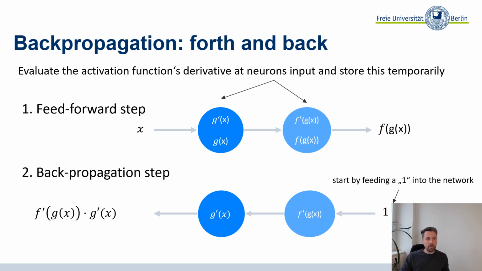So let's assume we have two functions, g and f. x is being fed into the network. We have to compute g of x because this is what will be fed into the next function, f. And here we compute f of g of x. And then that's the result of the computational graph. But we also use x to compute g prime, the derivative of g, at location x, and use g of x to compute f prime of g of x.